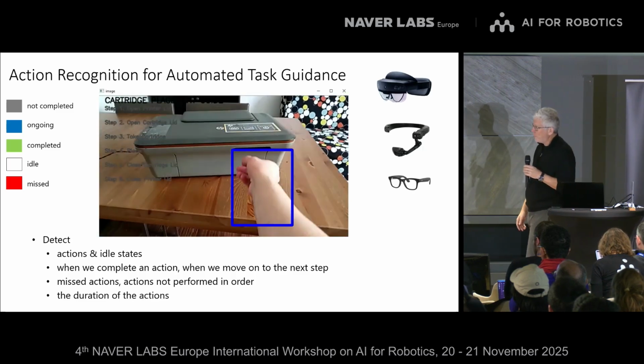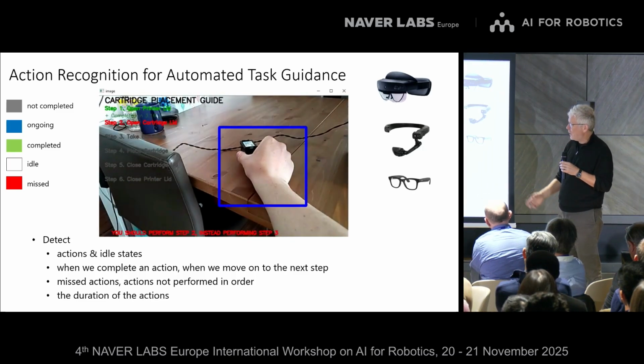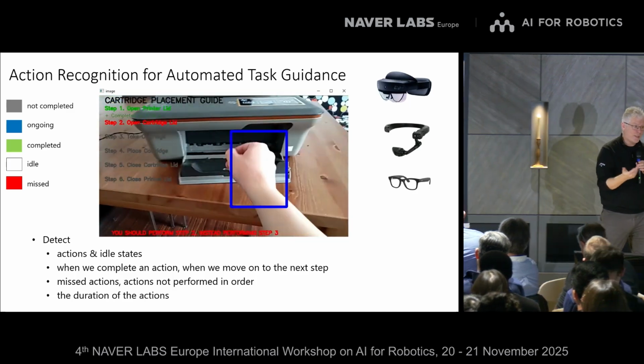So with this type of actual understanding, we are essentially following along, and if you do something out of order, it would actually detect that and warn you.